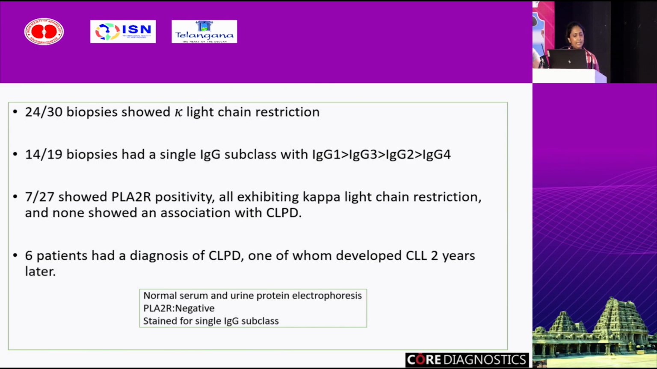27 cases had a PLA2R IHC done, of which 7 showed positivity. All of these cases showed kappa light chain restriction, and none showed an association with any lymphoproliferative disorder. Now, 6 patients had a diagnosis of CLPD, 1 of whom developed CLL 2 years following the diagnosis of membranous nephropathy with light chain restriction. Now, all 6 patients did not show any paraproteins on serum and urine electrophoresis. PLA2R was negative, and all 6 stained for a single IgG subclass.